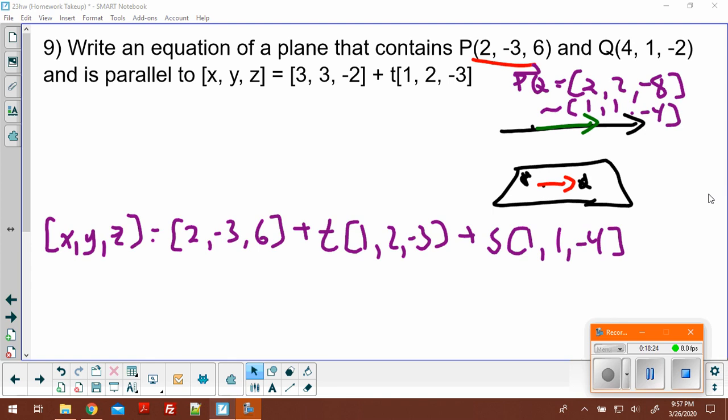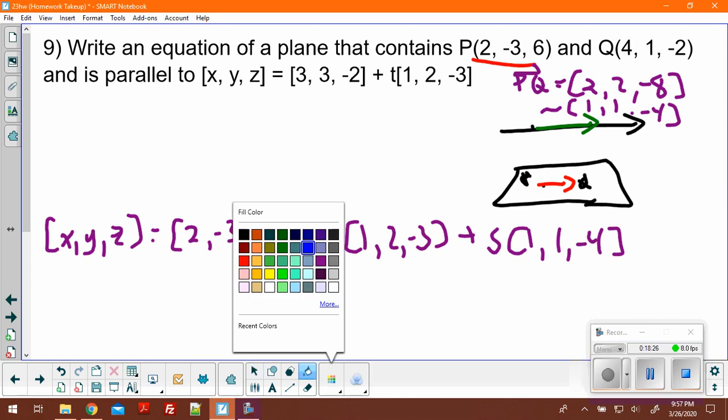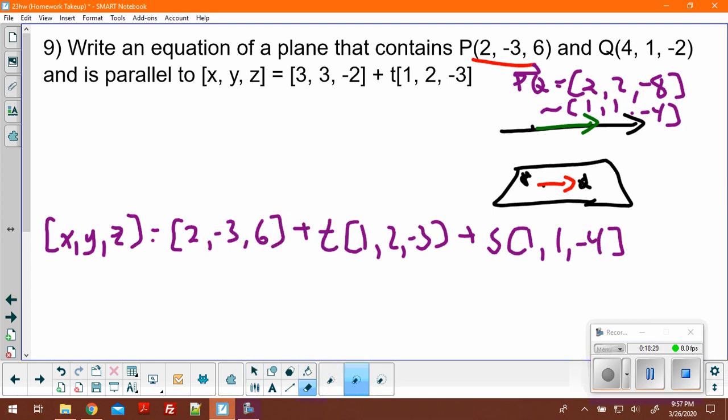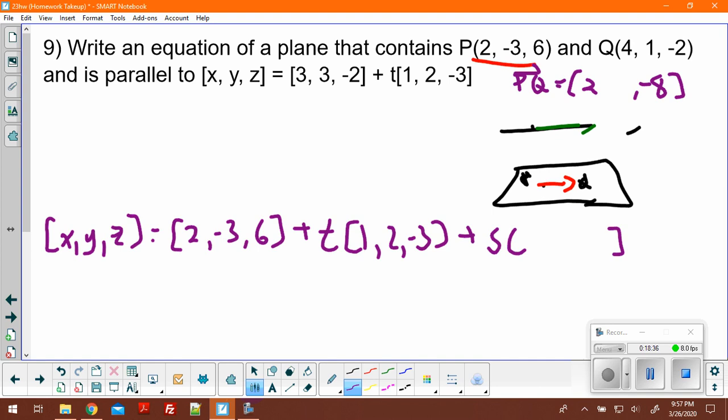Okay, and I just checked with the back of the book, and I realized I made a silly little algebra mistake here. So let's back this up a tiny bit. Okay, 4 minus 2 is 2. 1 minus -3, that's +4. Okay, 2, 4, -8. And again, I'll make this simpler by dividing it all by 2. So I'd say 1, 2, -4 would be slightly nicer to work with. So 1, 2, -4. The back of the book does list the 2, 4, -8 there as well.